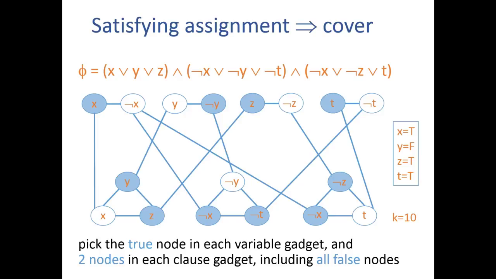Okay. So now we have to go in the opposite direction. What we argued now is that our reduction maps yes instances of SAT to yes instances of vertex cover. Now we have to go in the opposite direction to show that no instances of satisfying assignment are mapped to no instances of vertex cover. So if we started with a formula that was not satisfiable, there is no way we can get a vertex cover. It's usually more convenient to prove the contrapositive, right? To prove that if there is a cover of size k, then there is a satisfying assignment.